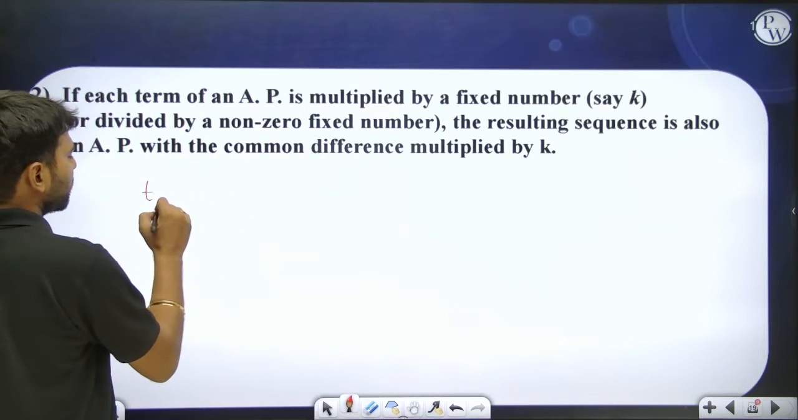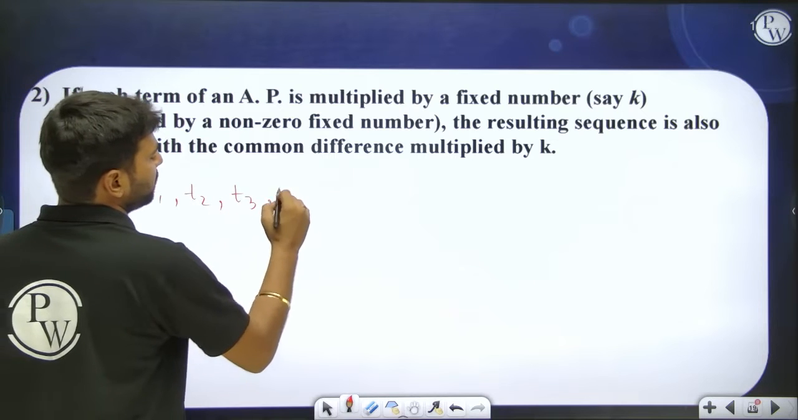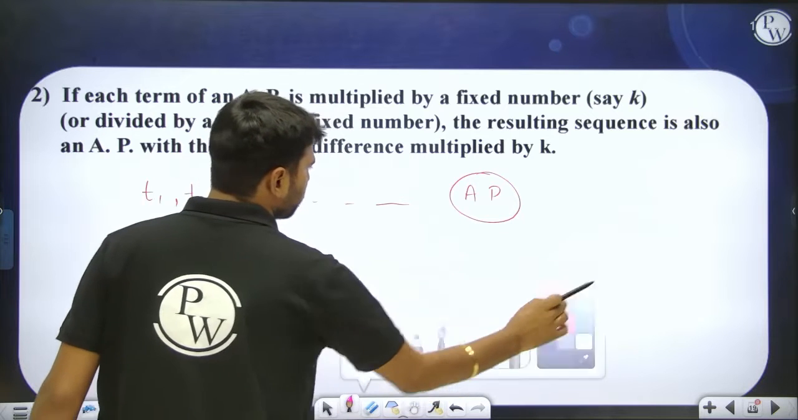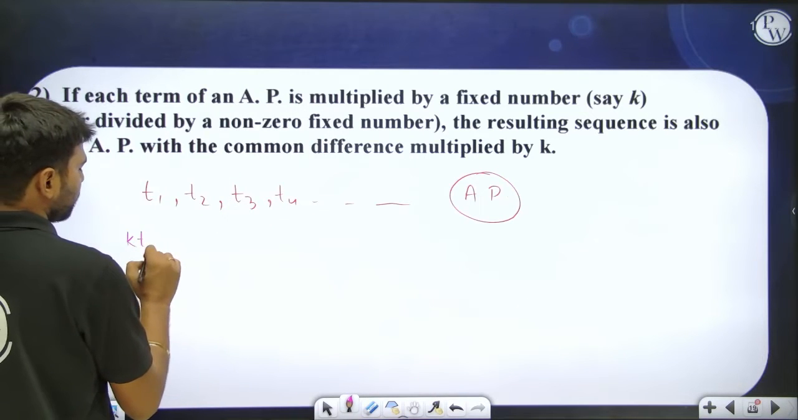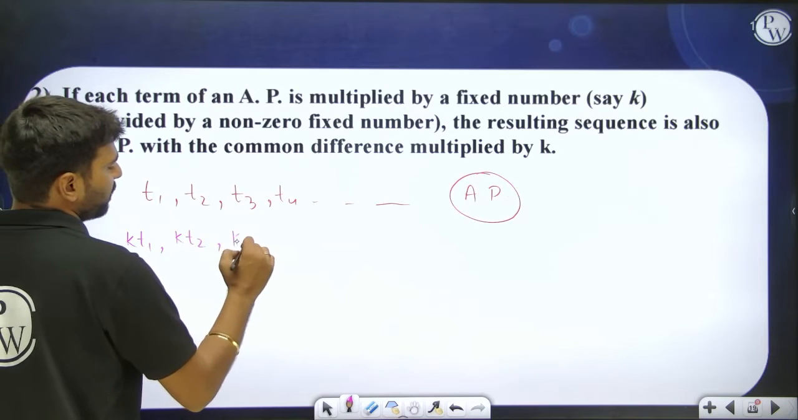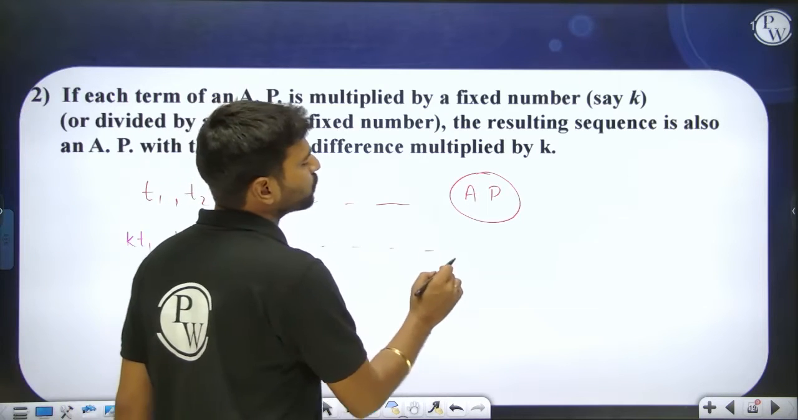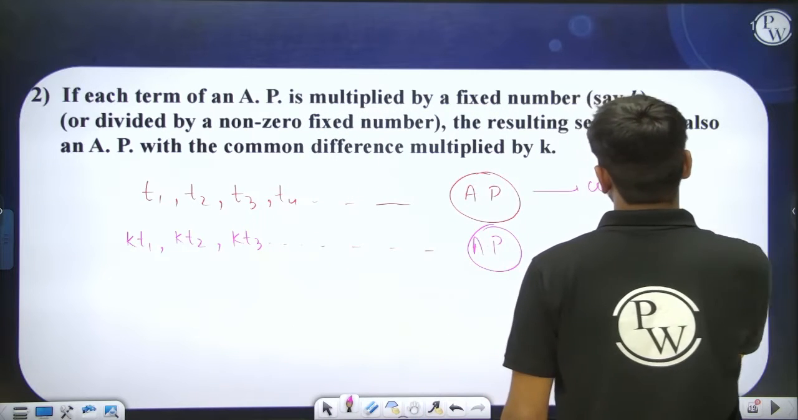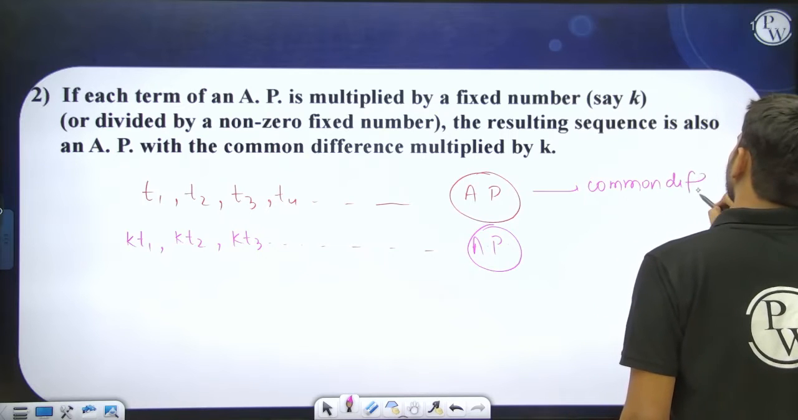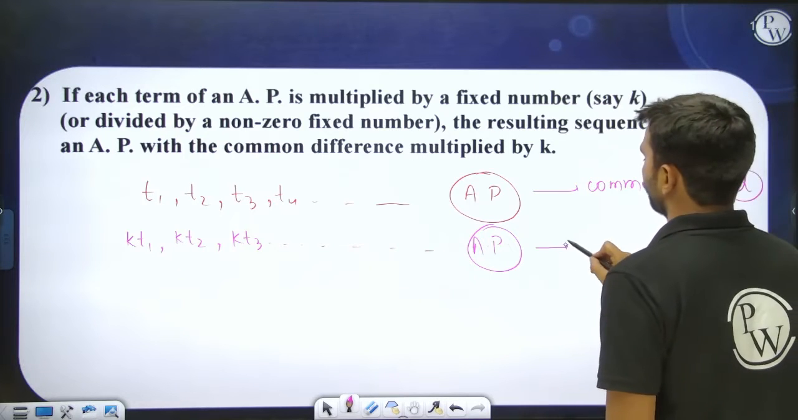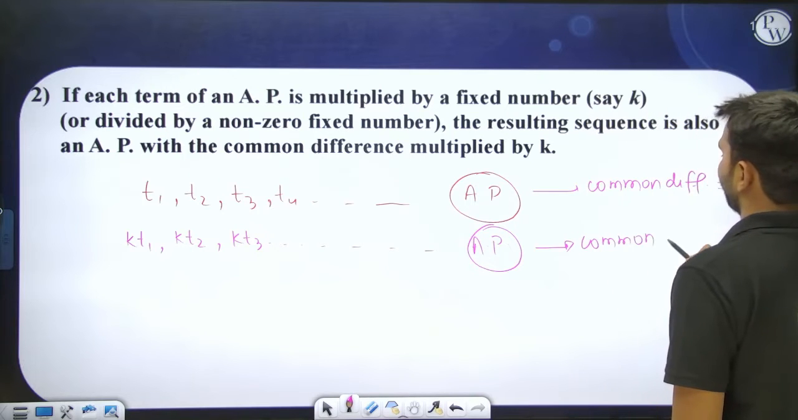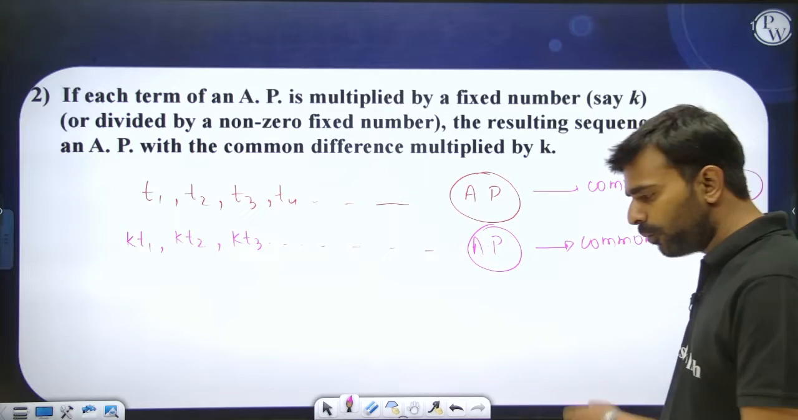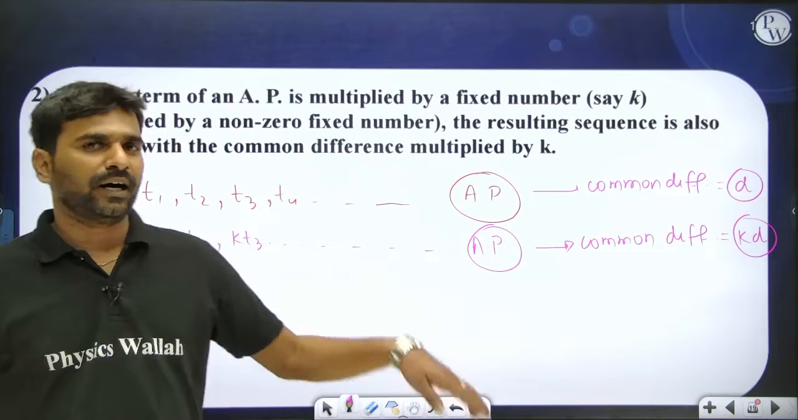If a few terms are given to you in an AP, let's say T1, T2, T3, T4 and so on, and you multiply each and every term by the same constant, let's say K, then the terms become KT1, KT2, KT3 and so on. The resulting sequence is also going to be an AP. If the common difference of the earlier one is D, then what will be the common difference of the new sequence? The common difference of the new AP is going to be K times D. In the previous case it was the same, but here it becomes K times D.